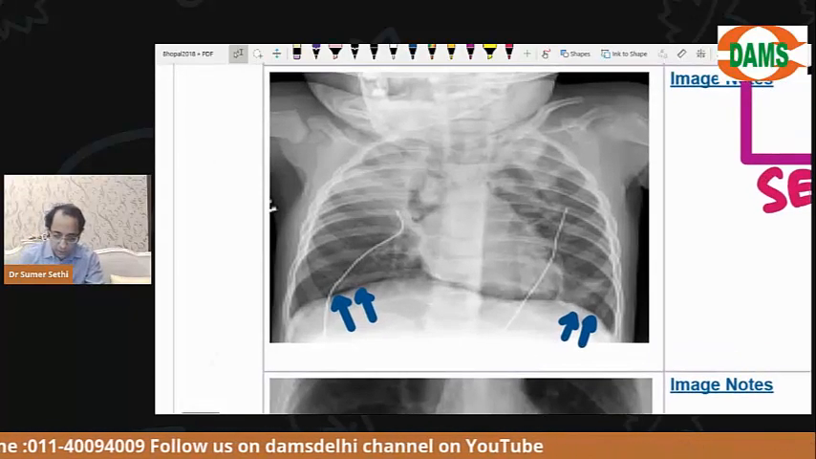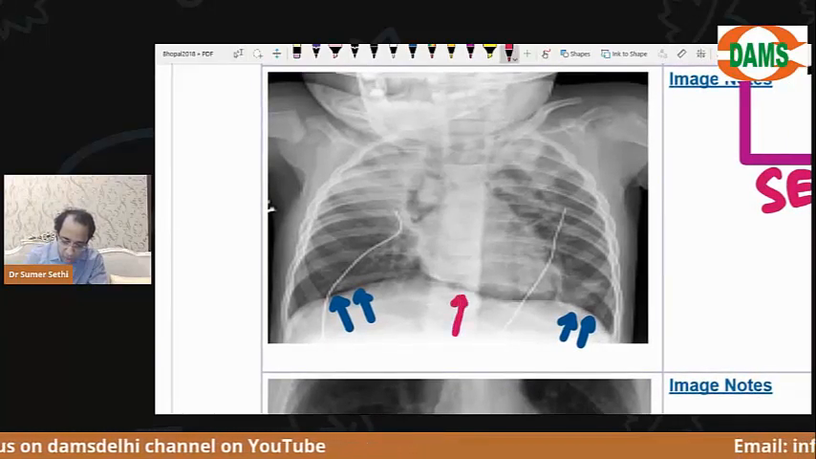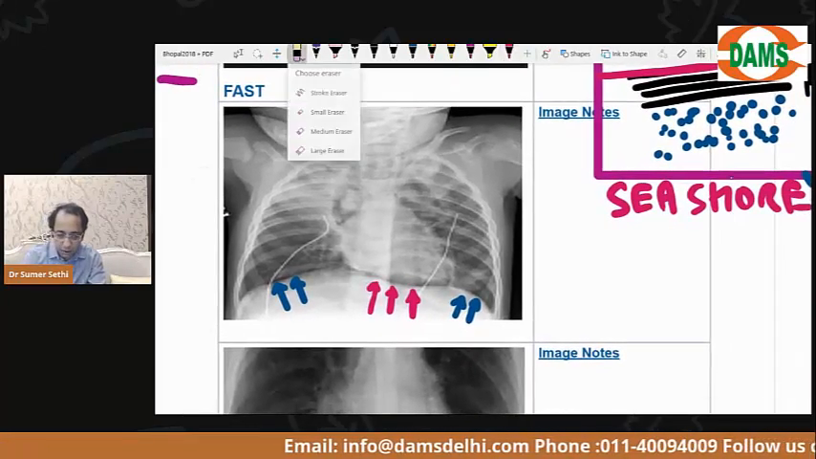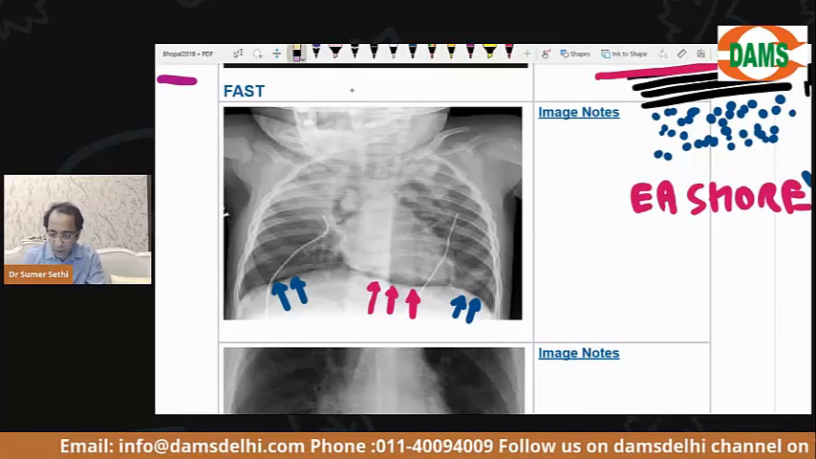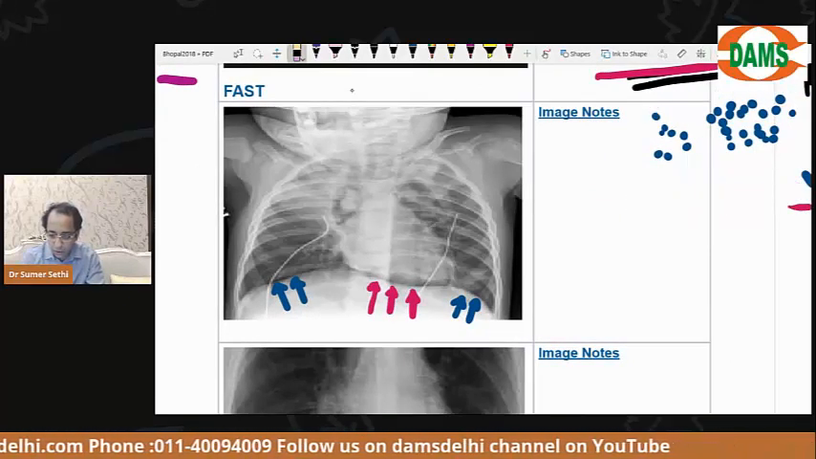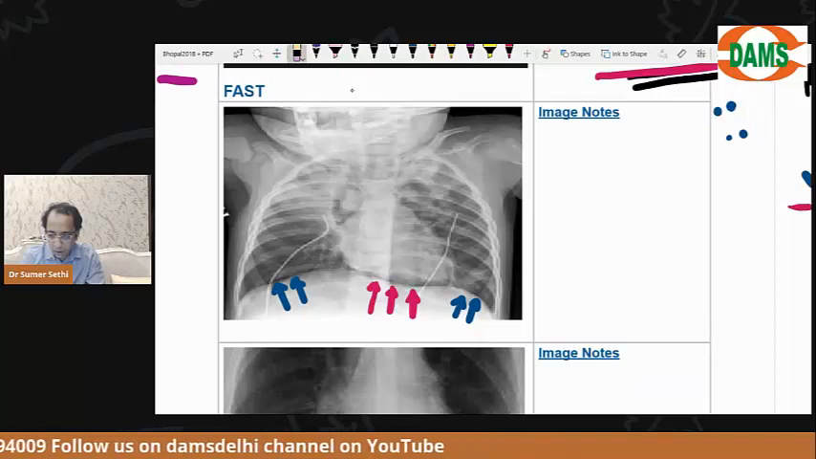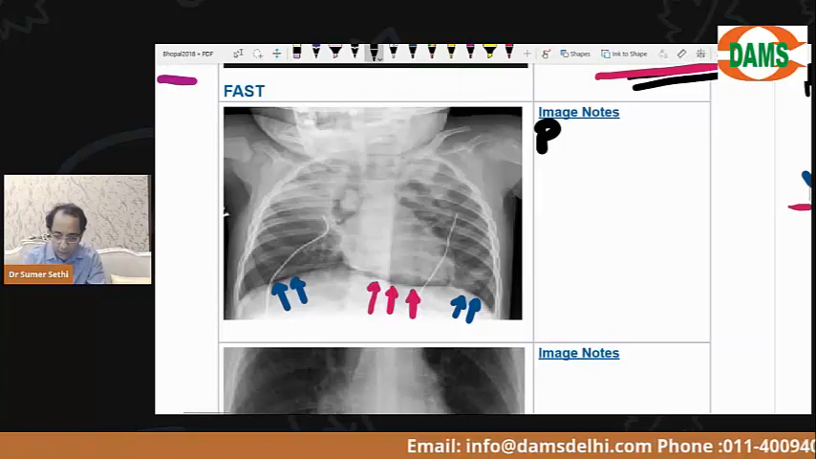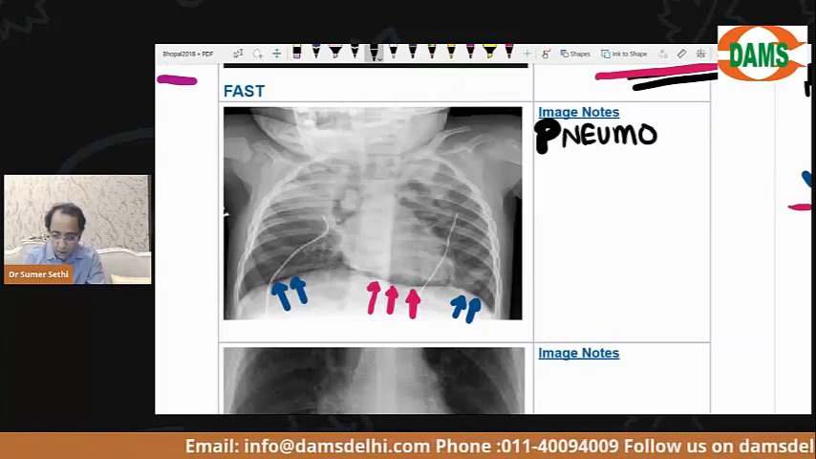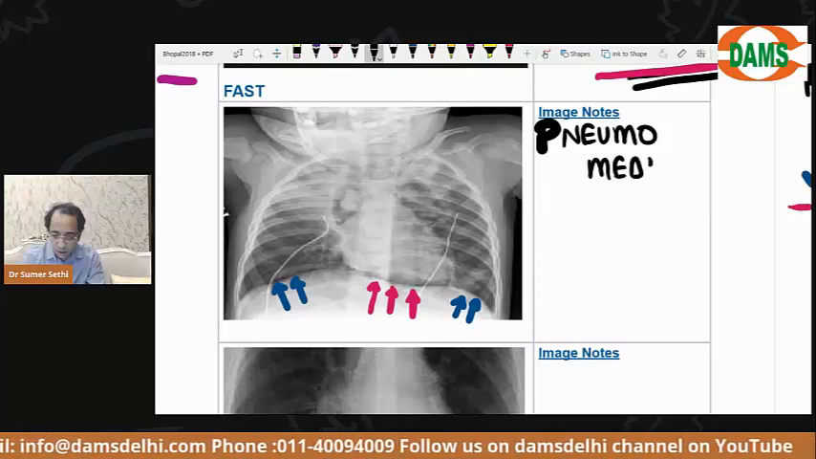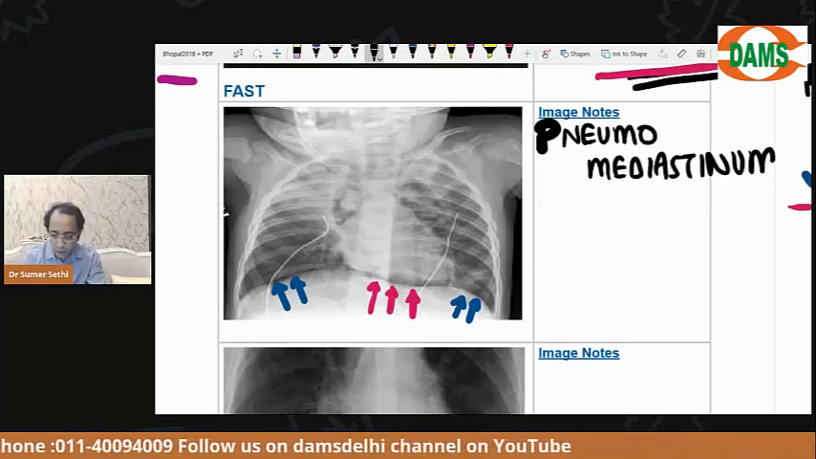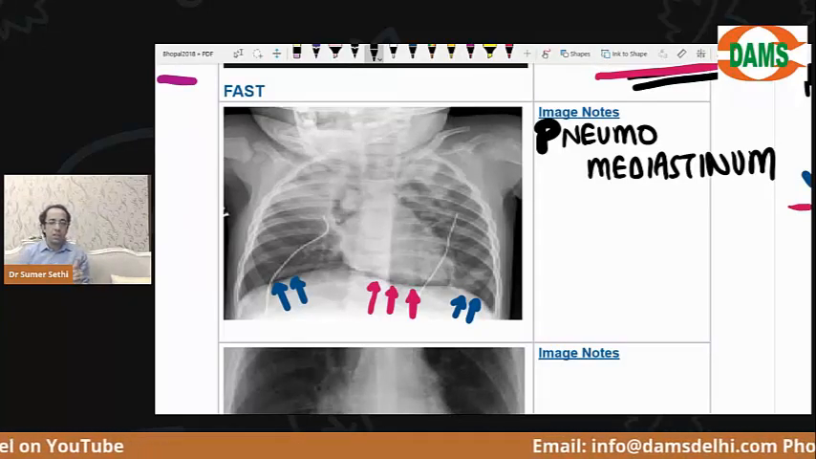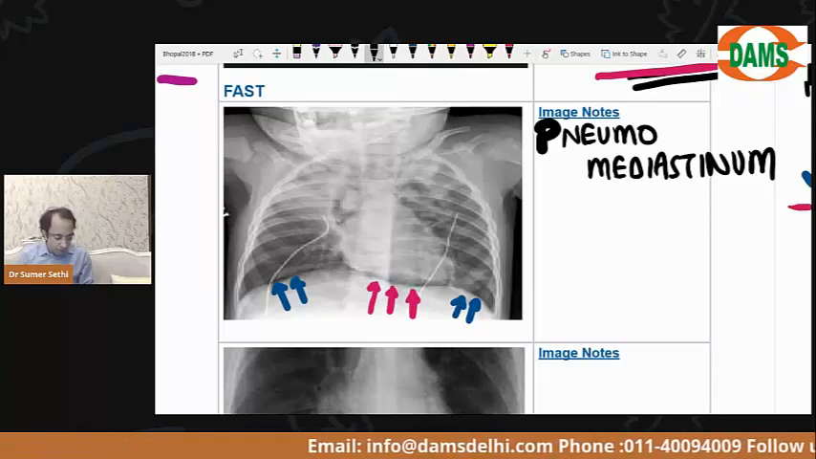Now tell me why you are able to see the central tendon of the diaphragm. The central tendon of the diaphragm is visible because you have air in the mediastinum. We will call it pneumomediastinum. So remember, earlier we were reading and understanding about pneumothorax. Now I am teaching you about pneumomediastinum.